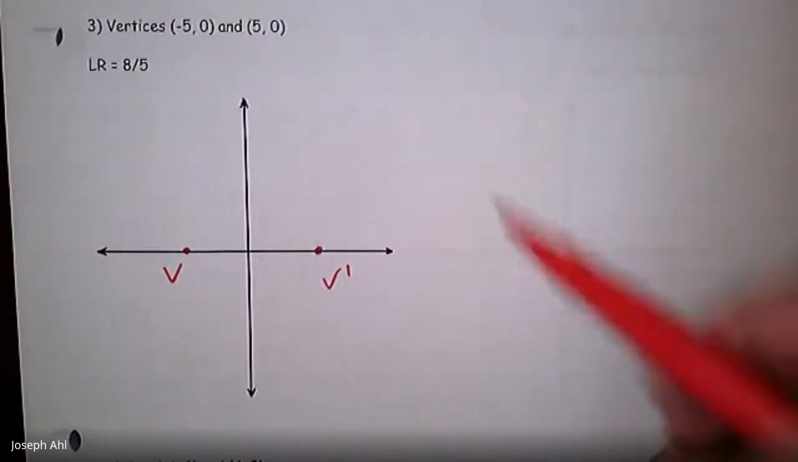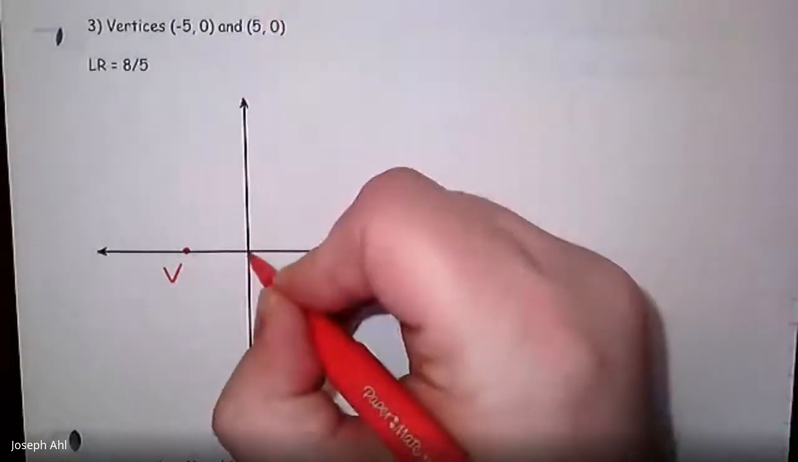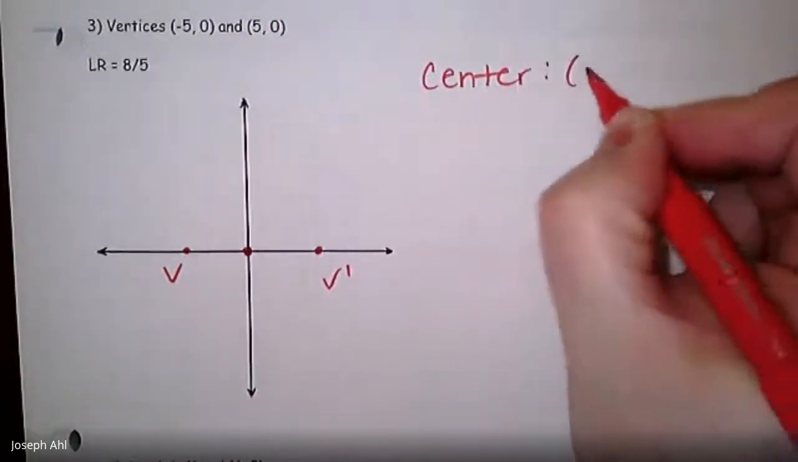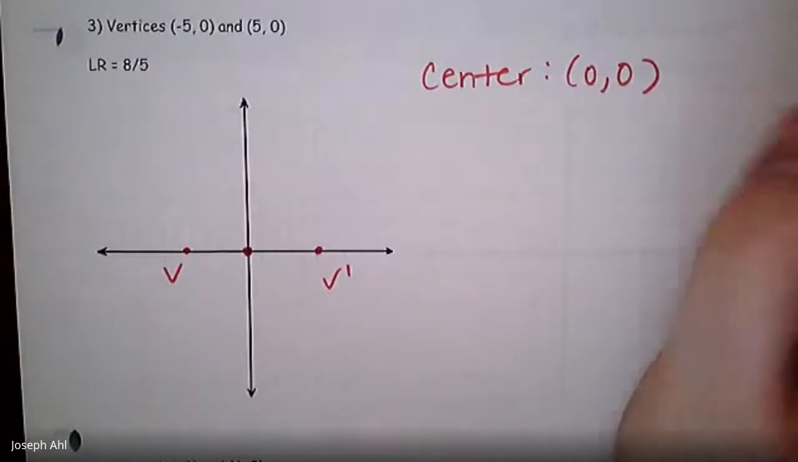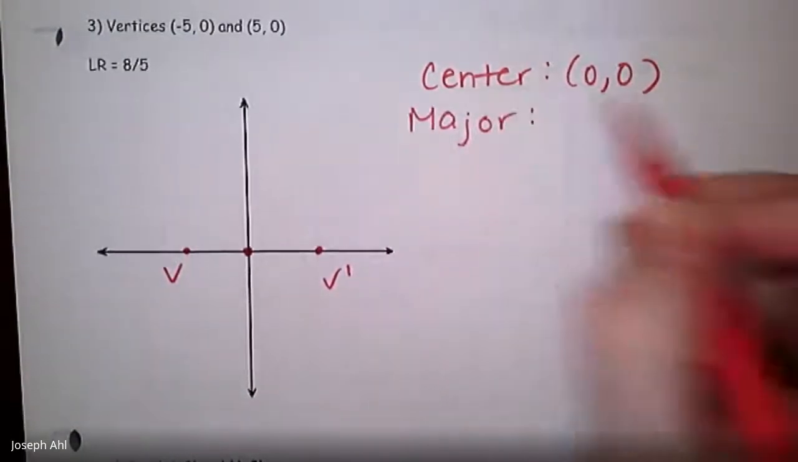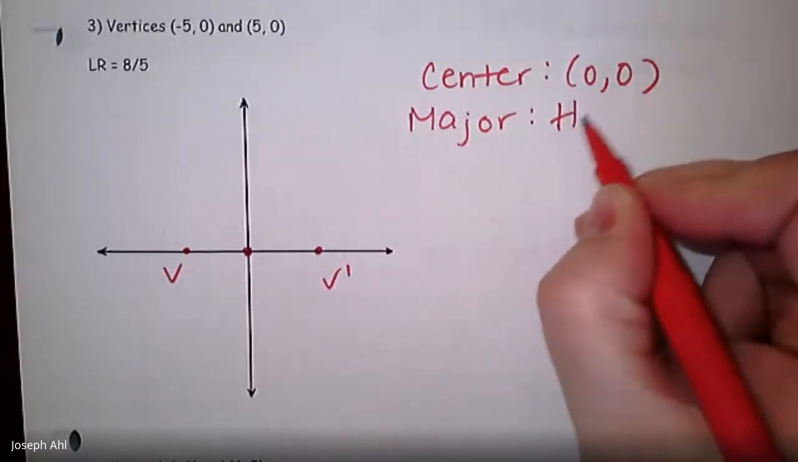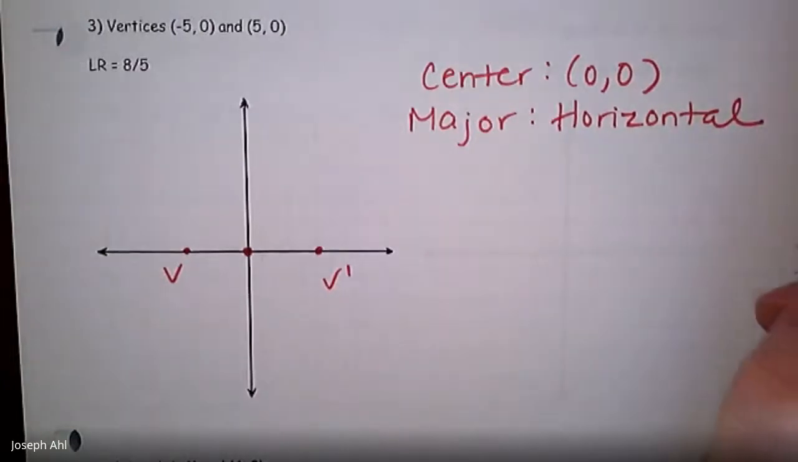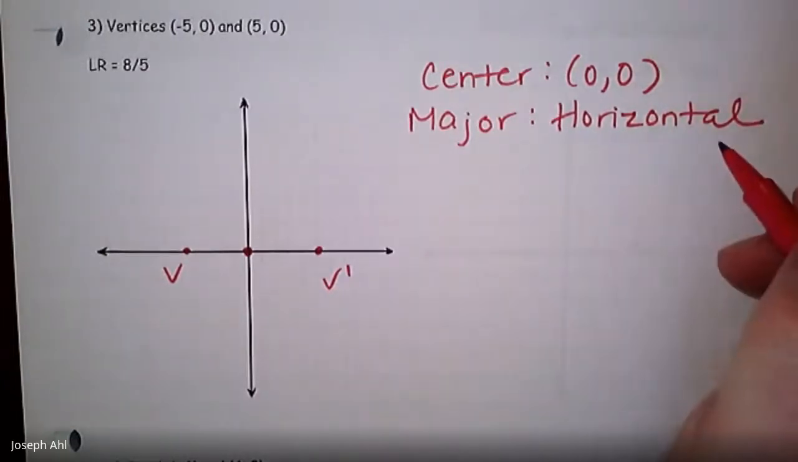Given the two vertices, we definitely know the center is midway in between. It's kind of nice in this case because the center is at the origin, which is convenient for us. Because the vertices go left and right, this one's horizontal again. They won't all be horizontal, so don't default to that always.